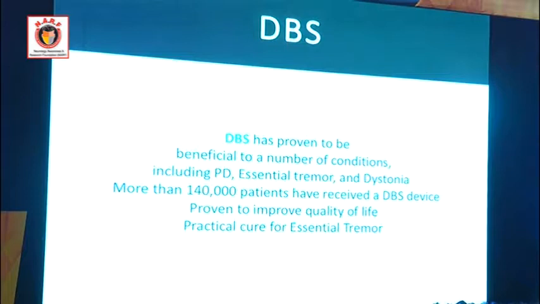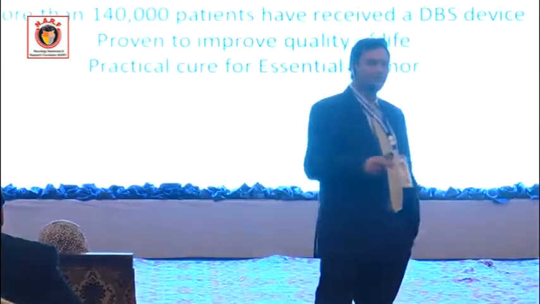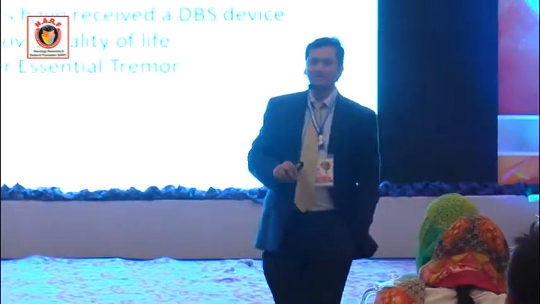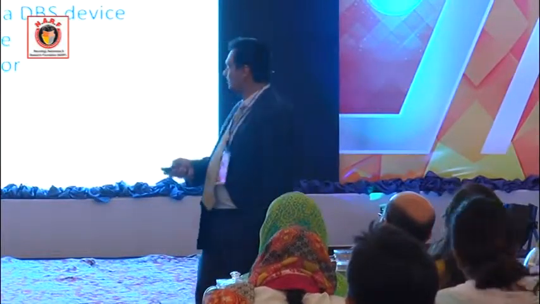DBS has been proven to be beneficial for a number of conditions. We're focusing on Parkinson's disease today, but it's well established for essential tremor and dystonia, and is currently being studied for 21 other indications. And 2 of them are pretty close to coming out. Refractory epilepsy and refractory depression are going to be out probably within a year or 2. So you will see more of DBS, not less of it. This is something you cannot avoid. You need to know about this technology.